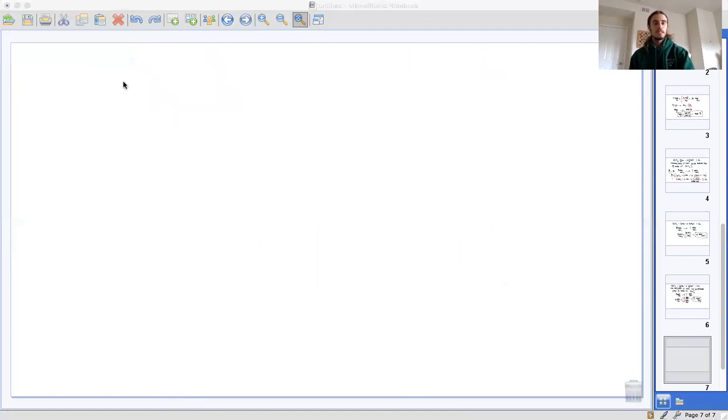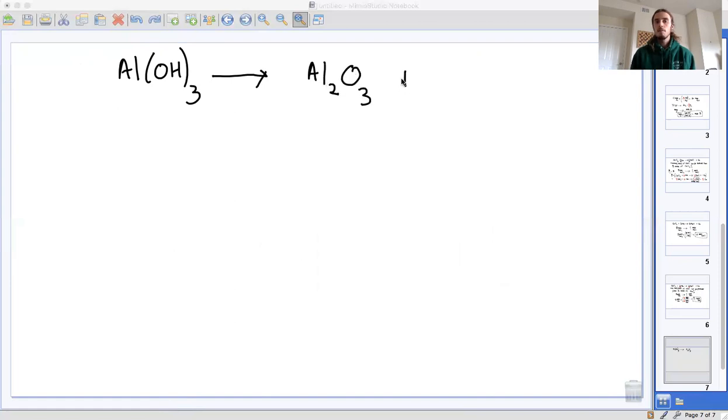All right, now we're going to do a decomposition of aluminum hydroxide. So let's see, what does that look like? Aluminum hydroxide is this. It will decompose into aluminum oxide plus water. And we've got to balance this equation.